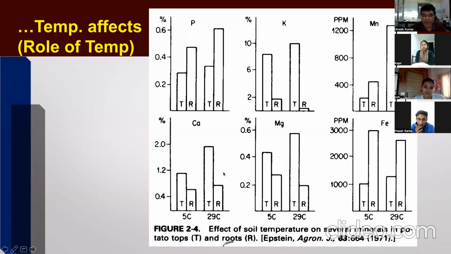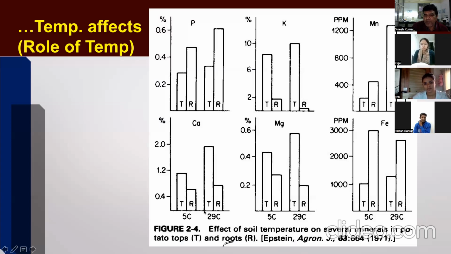So you can see, for example, the concentration of calcium, how the variation in concentration of a nutrient happens in root and shoot due to the effect of temperature. Now you see at a lower temperature, say 5 degrees centigrade, the concentration of calcium is more in the top part. More in top means more in shoot and less concentration in root at 5 degrees centigrade.